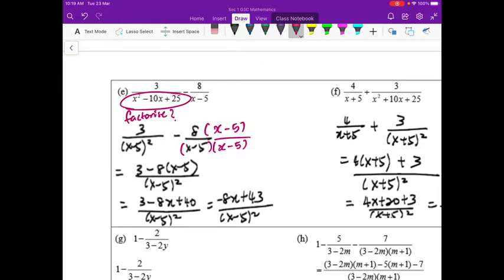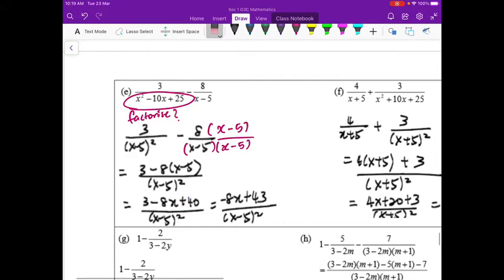Notice that this is consistent with what the teachers are telling you. This is done by another teacher. The teacher also did not expand yet. We combine first, then we expand so that we don't make a careless mistake for this particular sign. Okay, so once you expand it out, you get a final answer. Negative 8x plus 43 over x minus 5 squared. Okay, so that's for part E.